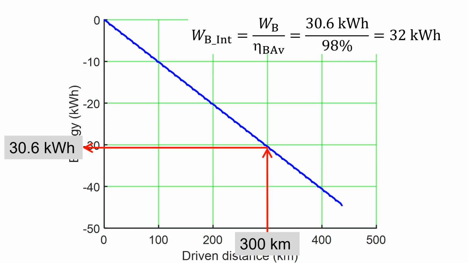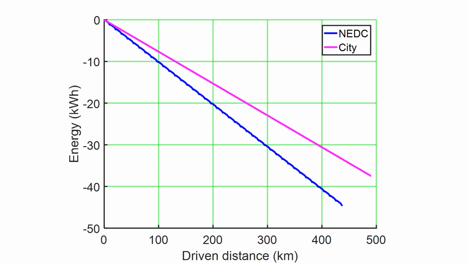Assuming an average battery efficiency of 98%, we can calculate the internal energy the battery must store. If we round up the result to be certain to meet the range requirement, the battery should be able to store 32 kWh. Note that the energy consumption will depend on how the vehicle is driven.